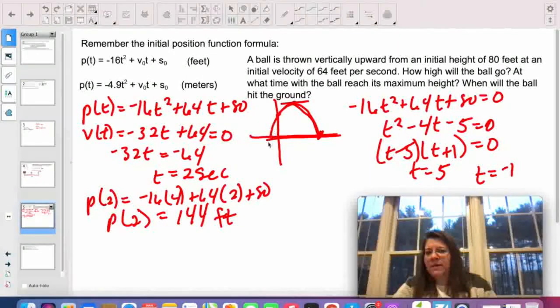Well, if you think about time being negative, that can't happen. But our initial position of this function was at 80, so it never does travel here. The start of the problem is right here. So this portion of the parabola doesn't really exist. So at time t equals 5, and we should say seconds, the ball will hit the ground.